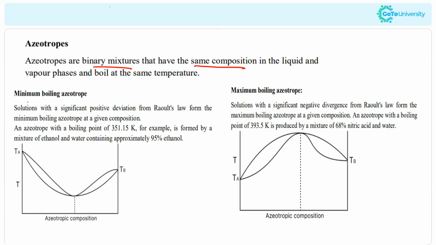Okay. Now we have minimum boiling azeotropes and maximum boiling azeotropes. So we have to know some examples for the minimum and maximum boiling azeotropes as well. Okay. So what are the minimum boiling azeotropes? We know the positive deviation and negative deviation from Raoult's law, right? So the solutions which show the positive deviation from Raoult's law will be the minimum boiling azeotropes. And the solutions which show the negative deviation from Raoult's law will be the maximum boiling azeotropes. So some of the examples also we have to remember.